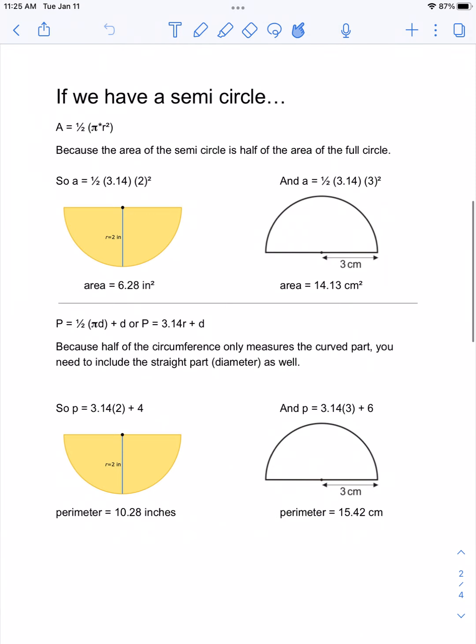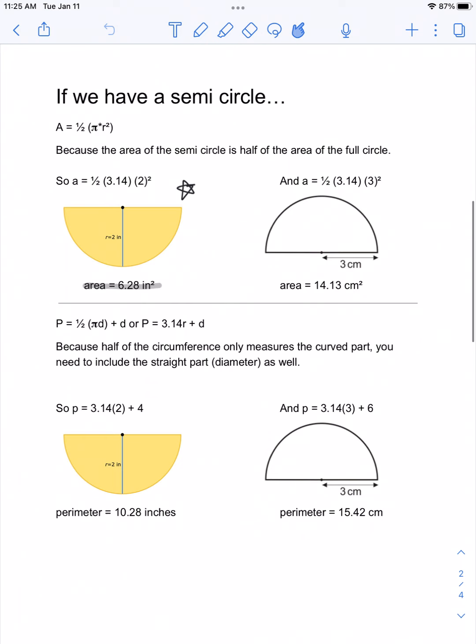All right, so a semicircle means half of the circle. So if we're calculating area, we find the area of the whole circle, and then we just multiply it by a half because we want to know half of what the full area is. So if we had a circle, like this first one, with a radius of 2, to calculate the area of the full circle, we would do 3.14 times 2 times 2, which is 12.56. So now for a semicircle, we're just going to divide that by 2, or multiply by a half, same thing, and we'll get that the area is 6.28 inches squared.